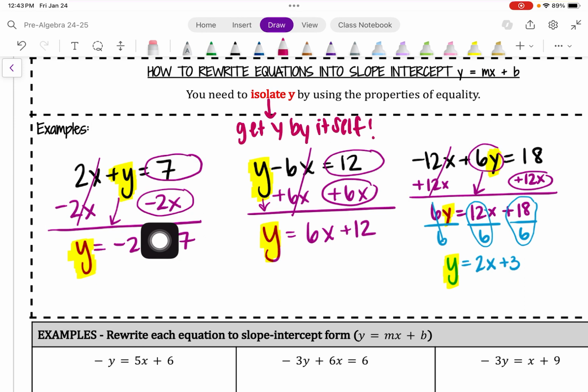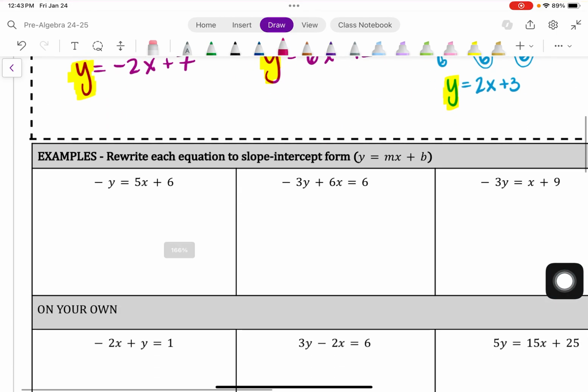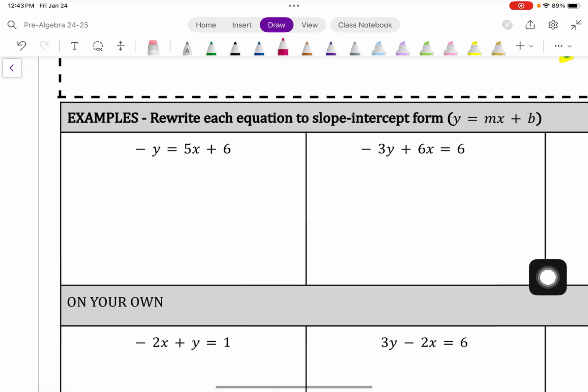And remember, you can only combine like terms. These are not alike, so they are not going to be combined. You're just going to drag and drop them down into the equation like you see them over here. So let's do a couple together. We're going to rewrite them in y equals mx plus b.